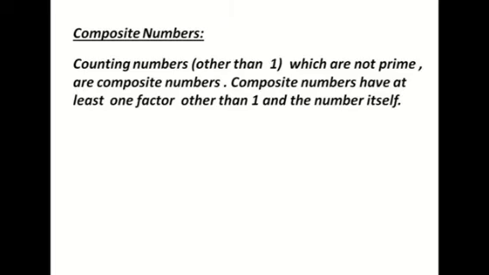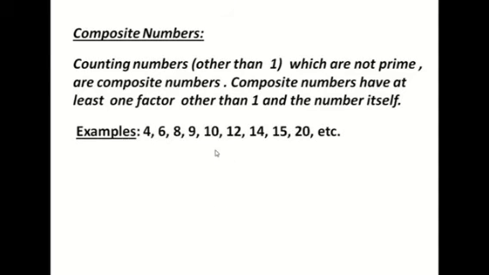Okay. So look at the examples here: 4, 6, 8, 9, 10, 12, 14, 15, 20. If you go ahead, you will get so many. So these are the examples of composite numbers.